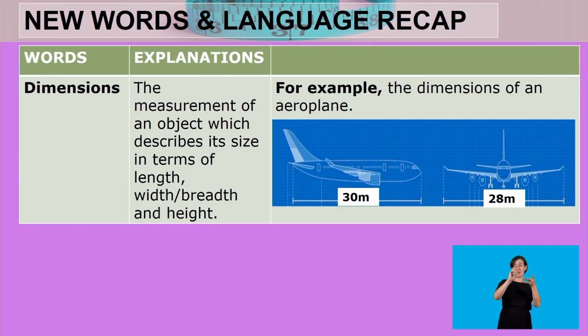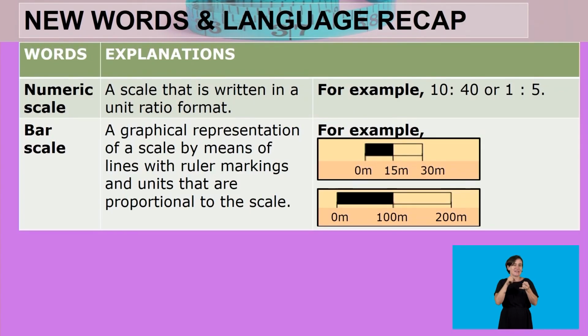The dimensions is the measurement of an object which describes its size in terms of length, width or breadth, and height. Now remember, height is only included when the drawing is a three-dimensional figure. But if it's a two-dimensional figure, we only worked with the length and the width or breadth. A numeric scale, defined as a scale that is written in a unit ratio format. Bar scale, it is a graphical representation of a scale by means of lines with ruler markings and units that are proportional to the scale.